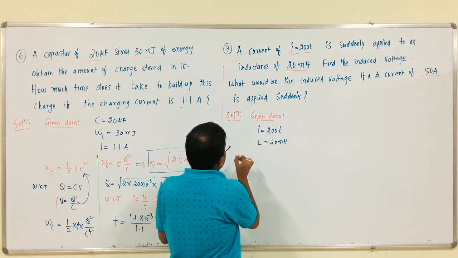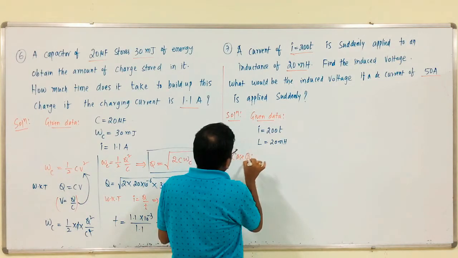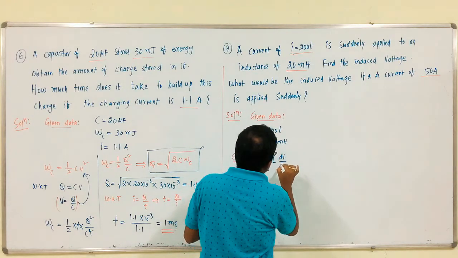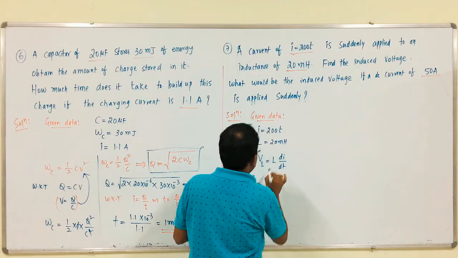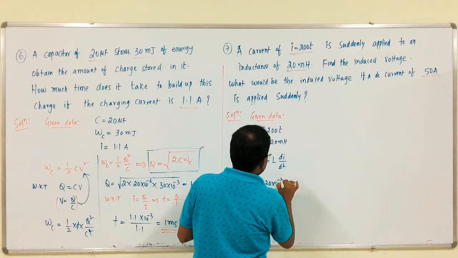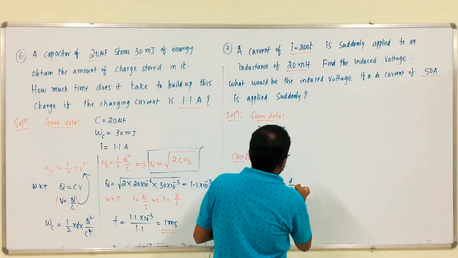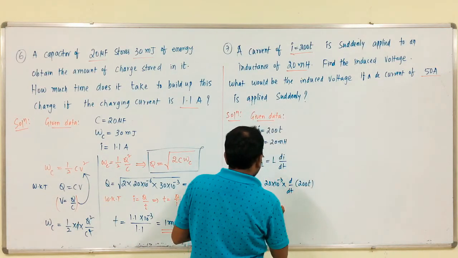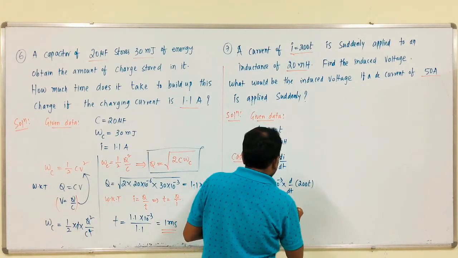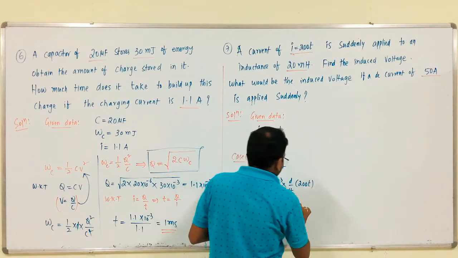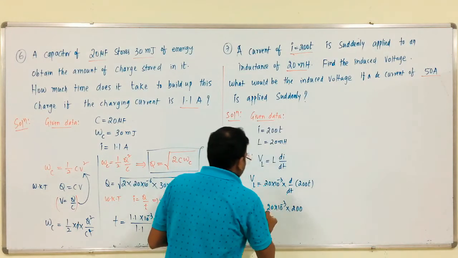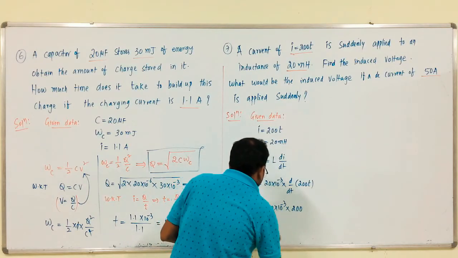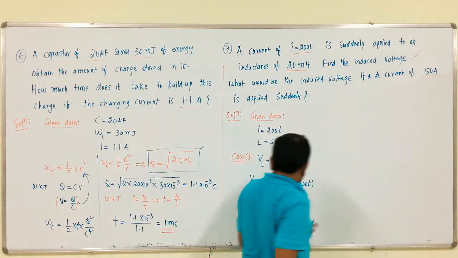So, case 1. Induced voltage V_L is equal to L into di by dt. Therefore, V_L is equal to, what is the value of L? 20 into 10 power minus 3 into d by dt of 200 t, which is equal to 20 into 10 power minus 3 into the differentiation of 200 t, which is nothing but 200. From this we will get V_L is equal to simply 4 volts. So, the answer is 4 volts.